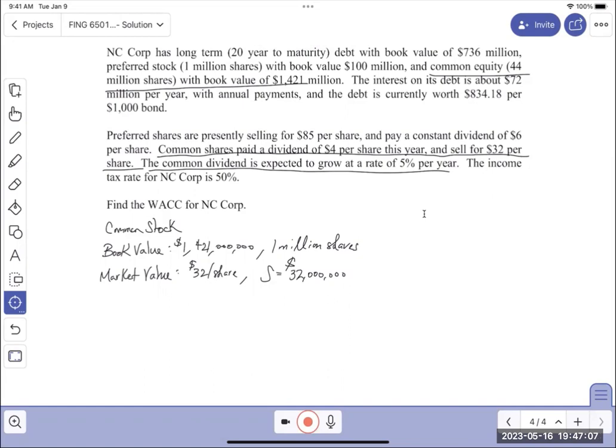Did I make a mistake? 44 million shares. I don't know why I was thinking a million. So 44 million shares, not a million. So that has to be recalculated. Where did I read 1,000,000? That was from the preferred. Okay, so for the common 44 million shares, it's going to be 32 per share times 44 million. I'll just do this. So S is equal to 1,408,000,000.